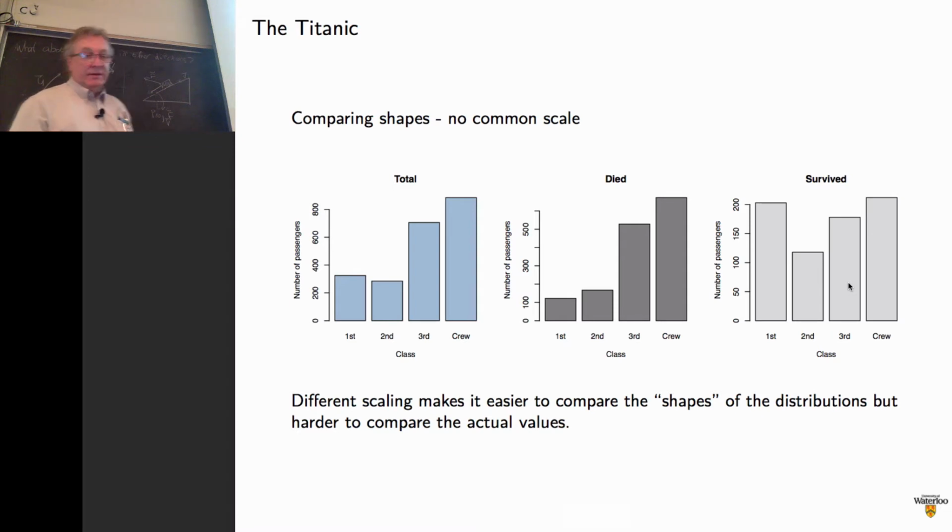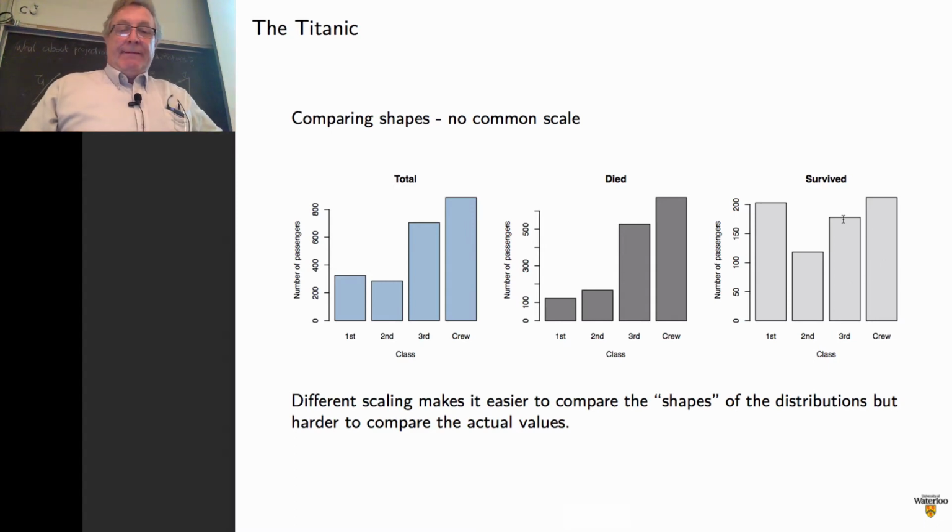Okay? So when I have different scaling, when I allow it to find its natural scale, I'm not paying any attention to the numbers, but I am still thinking about the shape. So for example, the fact that I have more surviving, a higher bar here in first class than I do in total, doesn't matter. I'm interested in the shape. I've lost that information.